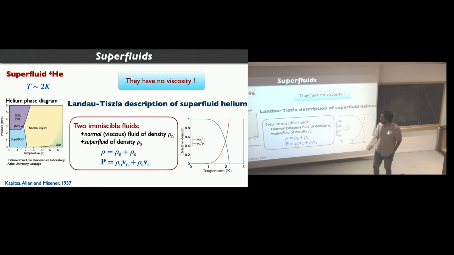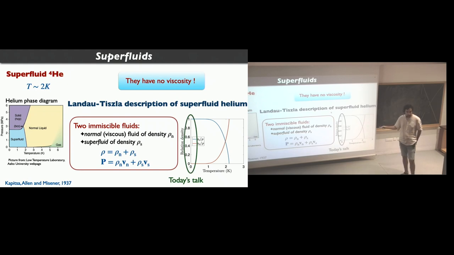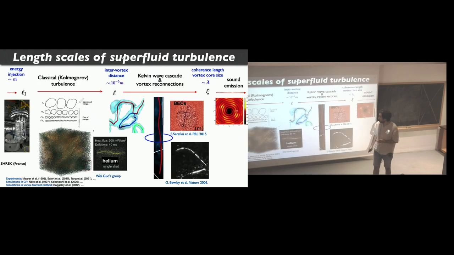We have seen many times the phase diagram of helium, where we have normal fluid and superfluid components, the two-fluid description. Today I want to mainly talk about this region, where there will be no normal fluid. So it's really the low temperature limit of quantum turbulence, and a priori there is no dissipation in the system. And as you can imagine, the main model I will use is Gross-Pitaevskii.